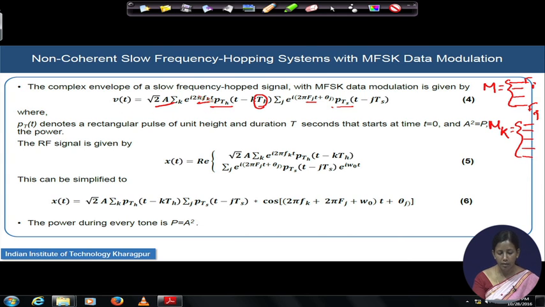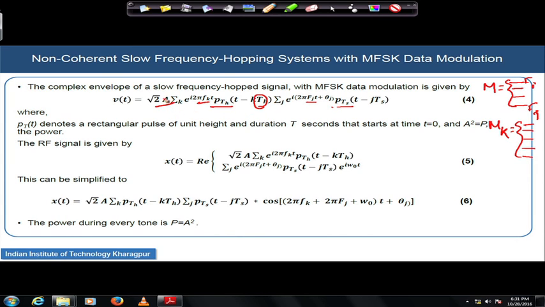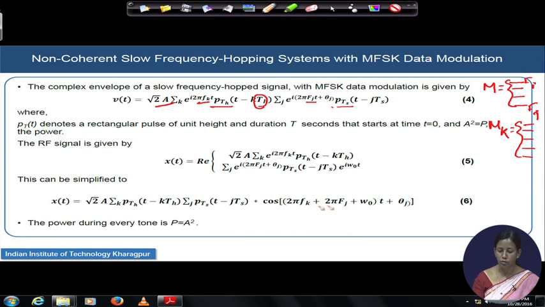So, this is the total transmitted frequency hop signal. Basically, you will see this is the product of the complex envelope of the data modulation multiplied with the complex envelope of the frequency hopping. The RF signal of it will be simply the real part of this whole expression, and if we expand this exponential term, we will end up with only the cosine term in equation 6, which is the simplified form of the transmitted signal.